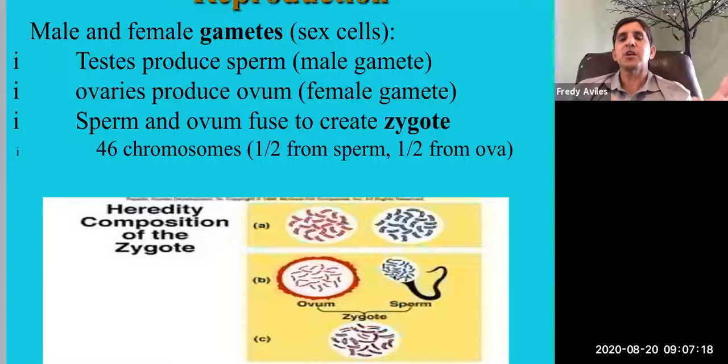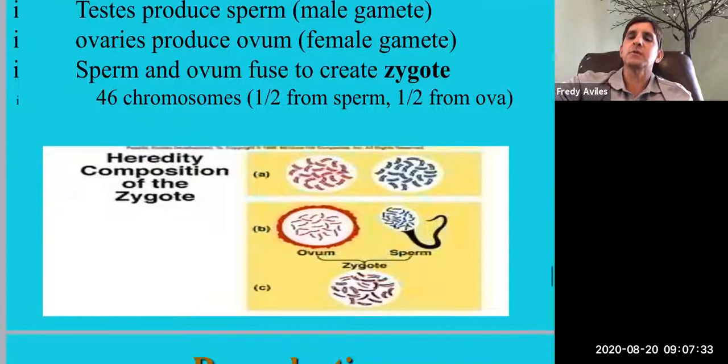Half the genetic information comes from the sperm, half from the ovum, and that will give you the 46 chromosomes, or 23 pairs of chromosomes that you need to make a full human being, okay? Half from the sperm and half from the ovum. So here's an image for you guys to show you.